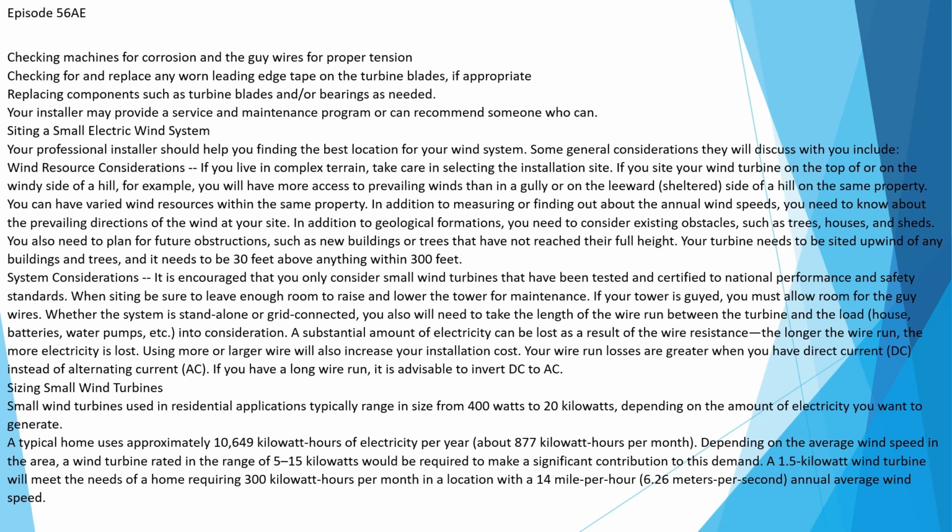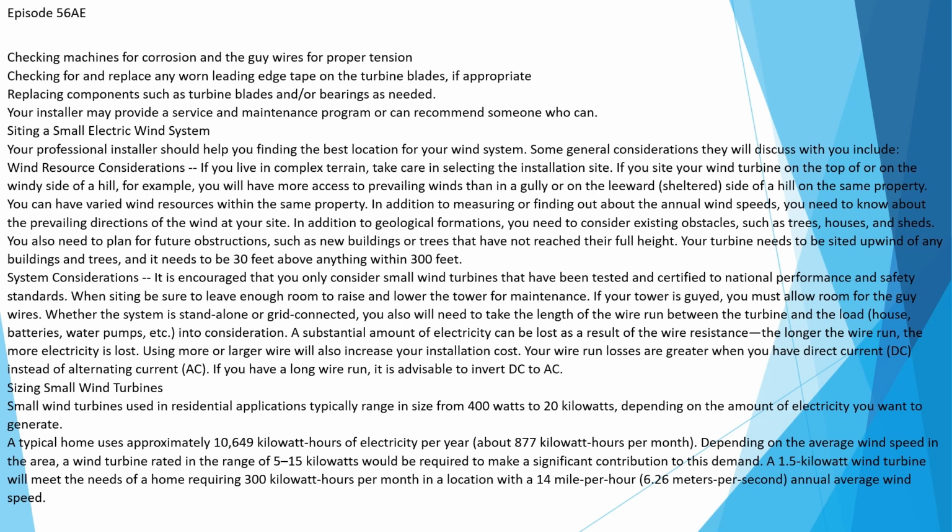A 1.5 kilowatt wind turbine will meet the needs of a home requiring 300 kilowatt-hours per month in a location with a 14 mile per hour, 6.26 meters per second, annual average wind speed. A professional installer will help you determine what size turbine you'll need. First, establish an energy budget. Because energy efficiency is usually less expensive than energy production, reducing your home's electricity use will probably be more cost-effective and will reduce the size of the wind turbine you need.